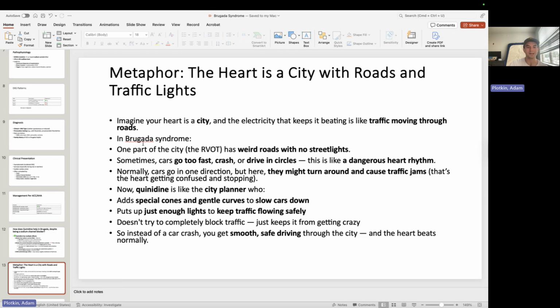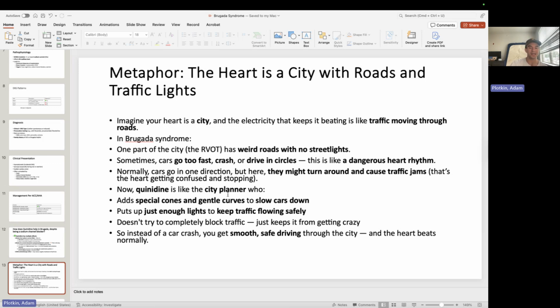In Brugada syndrome, one part of the city, our right ventricular outflow tract, has these weird roads with no streetlights. So sometimes the cars can go too fast, they can crash, or they can drive in circles. It's like a dangerous heart rhythm, because they can't see in this part of the city. Normally the cars go in one direction, but here they might turn around and cause traffic jams. That's the heart getting confused and stopping.